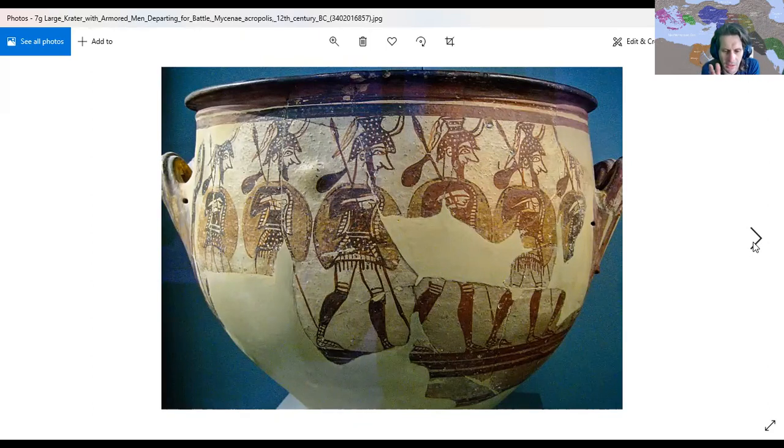But what you've got on this as well, you've got these figures, and it's described as armed men departing for battle from the Acropolis of Mycenae. Well, yeah, fair enough. This dates to around the period we're talking about, roughly around 1190. And you've got a spear, and on their spear they've got some supplies. This is very different from the panoply that we've just seen, the bronze armor.